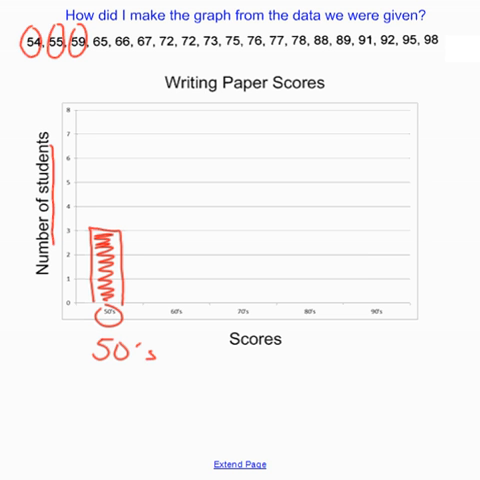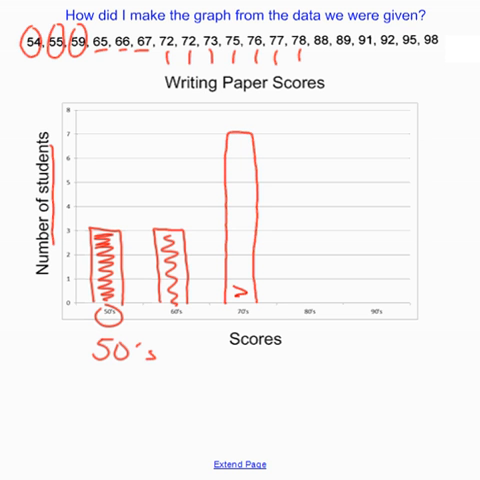And then if I look at 60s, 1, 2, 3 more fell into that 60s category. So that made a same size bar. If I do 70s, here I have 1, 2, 3, 4, 5, 6, 7 of those. So I draw my bar all the way up to 7. And on like that to 80s and 90s. So that's how you take a set of data.